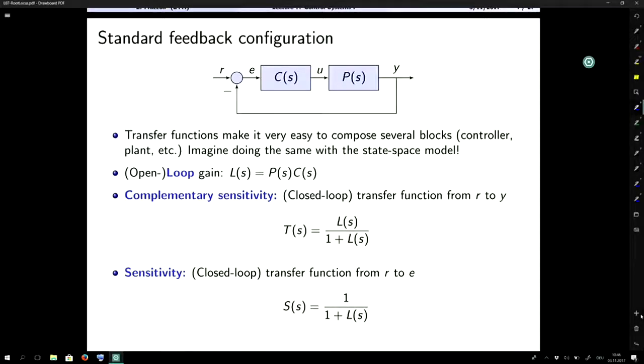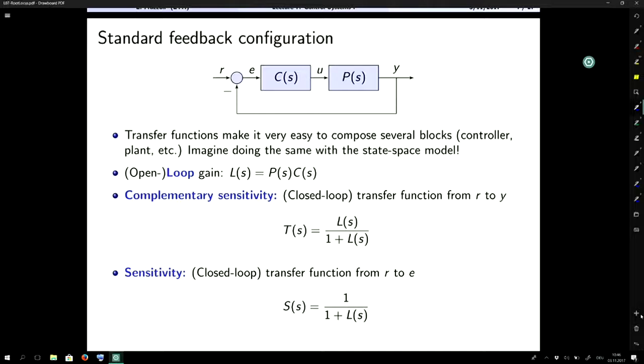Imagine doing that with state space models. You will have humongous matrices, and you will have to assemble them in a complicated way. You don't want to do that. On the other hand, if you just use transfer functions, it's just multiplication of transfer functions. Easy.